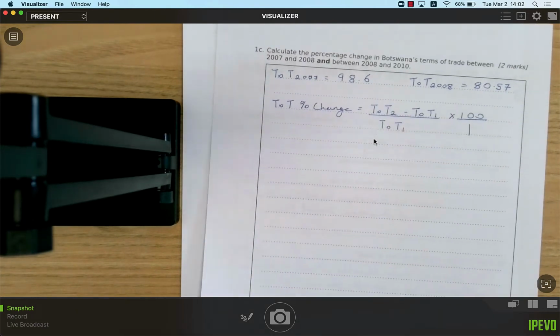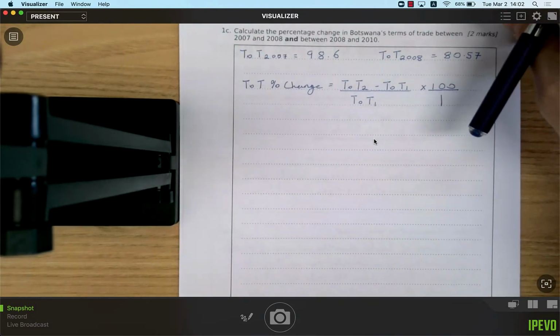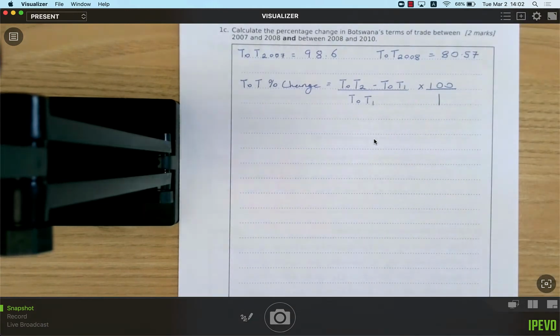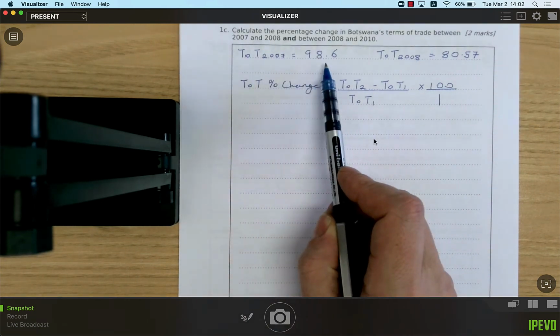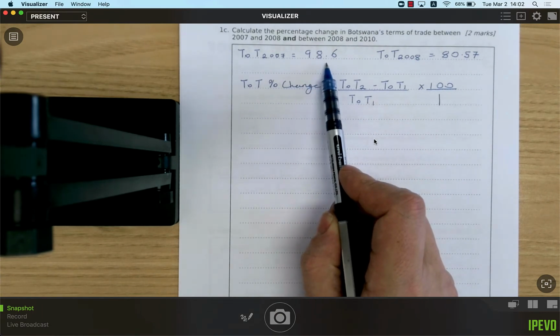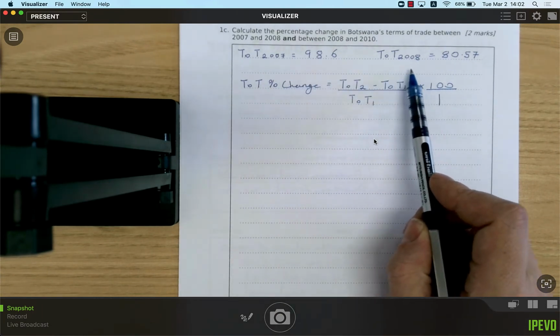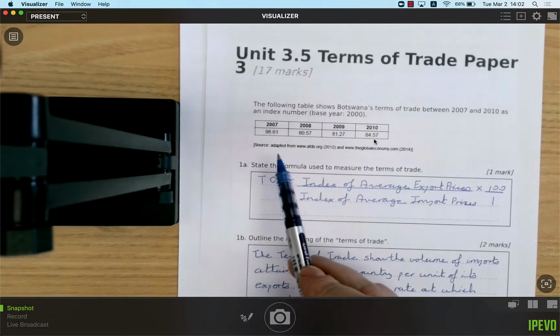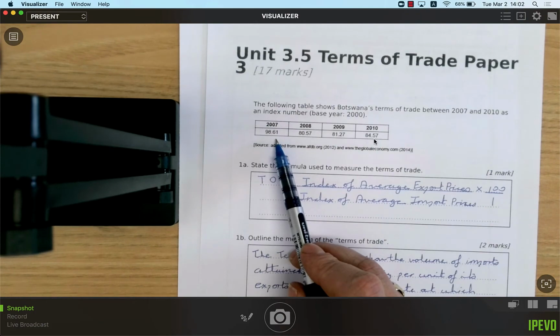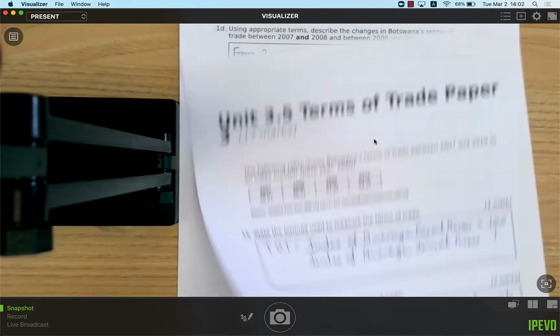Now, what do we have here? Well, this is a little bit of flipping back and forth. Calculate the percentage change in Botswana's terms of trade between 2007 and 2008 and between 2008 and 2009. Well, the very first thing I'm going to do here is say 2007, the terms of trade is 98.61, and I'll show you where I get that in a second, and 2008 terms of trade is 80.57. So if we look here, 2007, 98.61, and then 2008, 80.57.